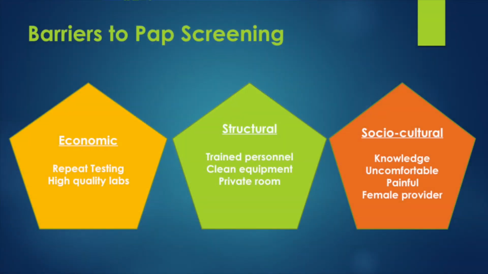I'm not going to explain each and every one. In developed countries, we do not have the economic or structural barriers, and Pap smear screening is widespread. As a result, we've seen a huge decline in cervical cancer deaths, even though there are still some pockets of women who do not get screened: women from ethnic minorities, people living in remote areas, and women with lower socioeconomic status.